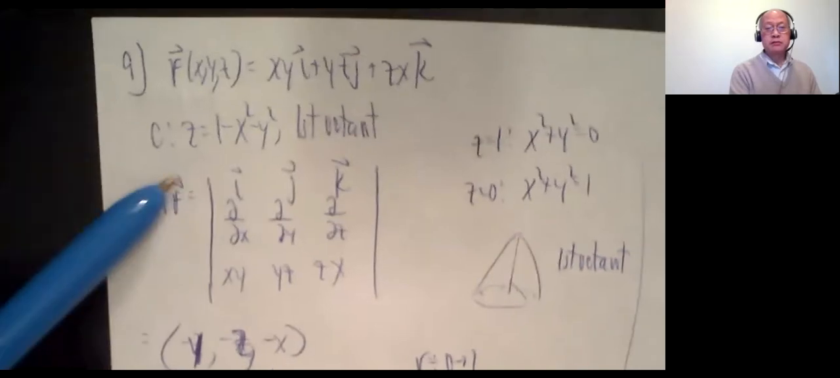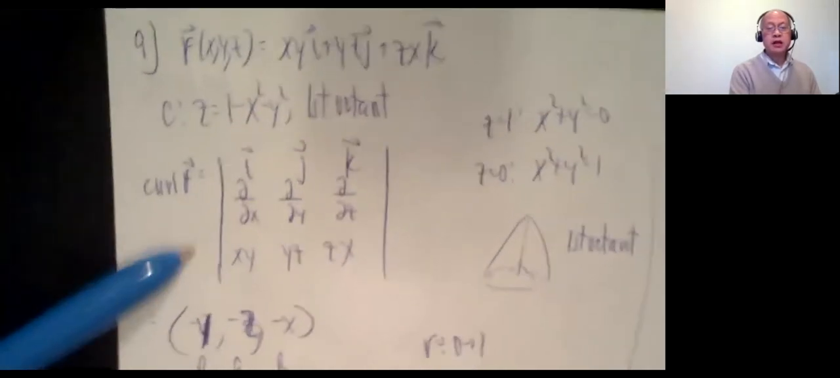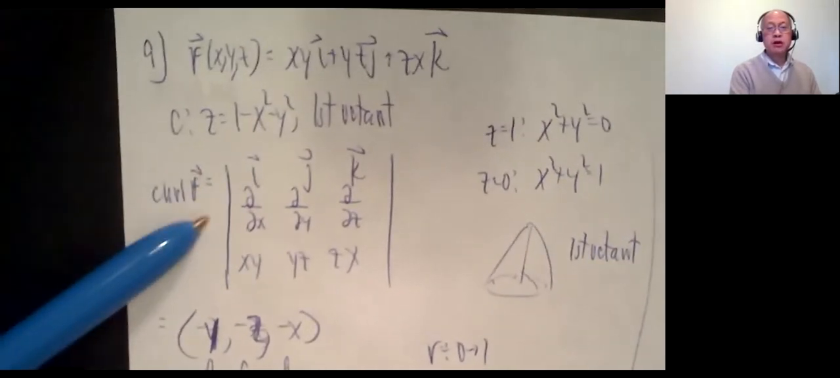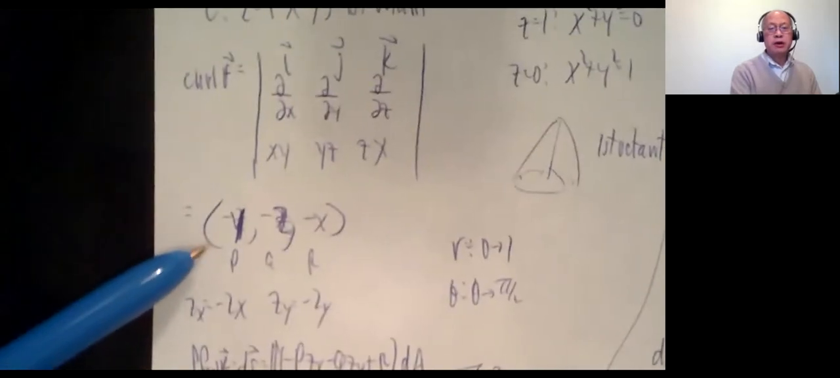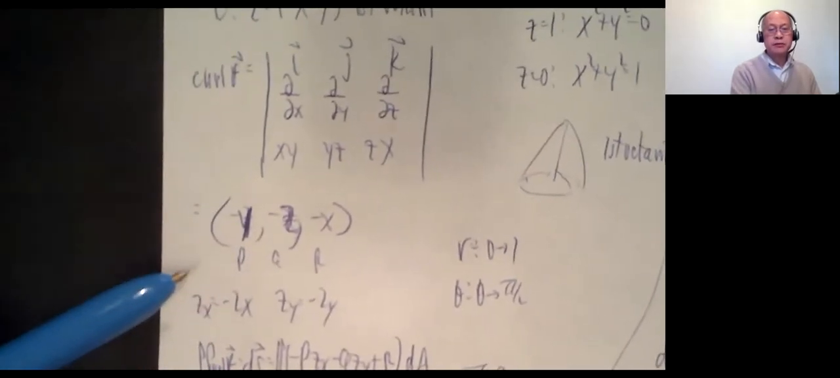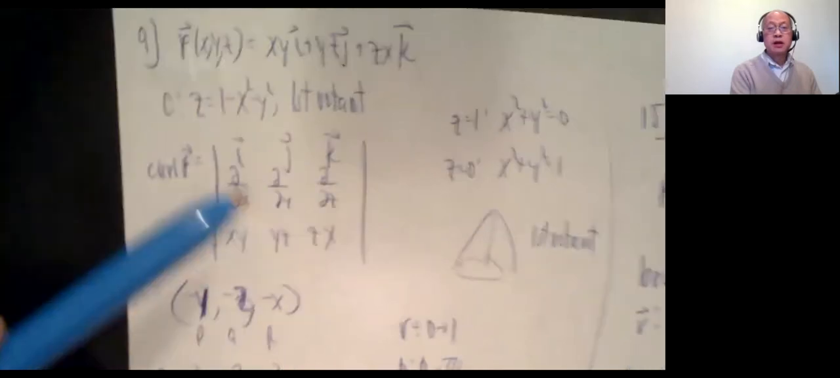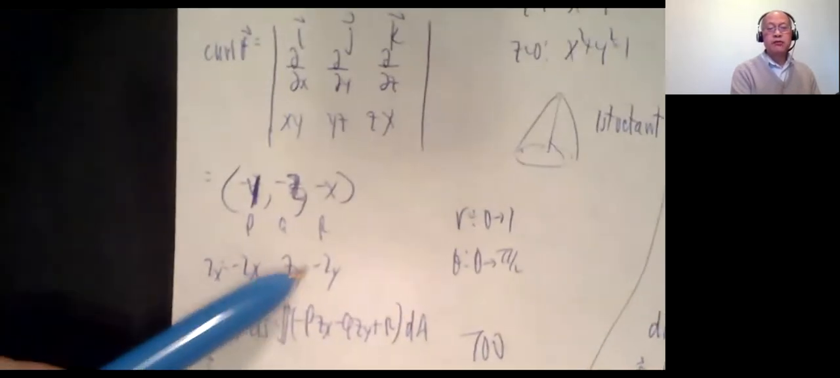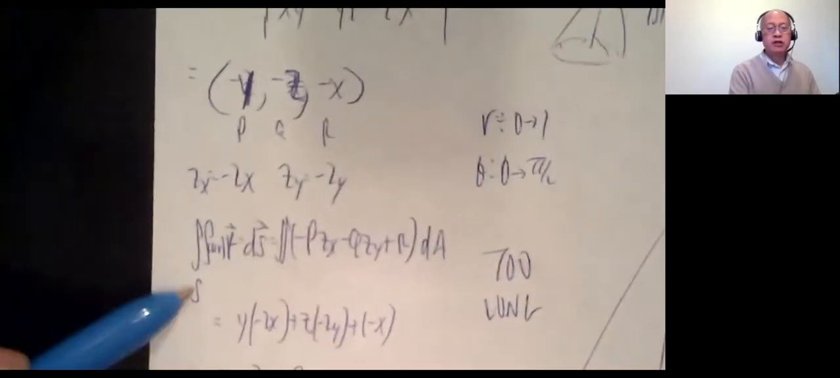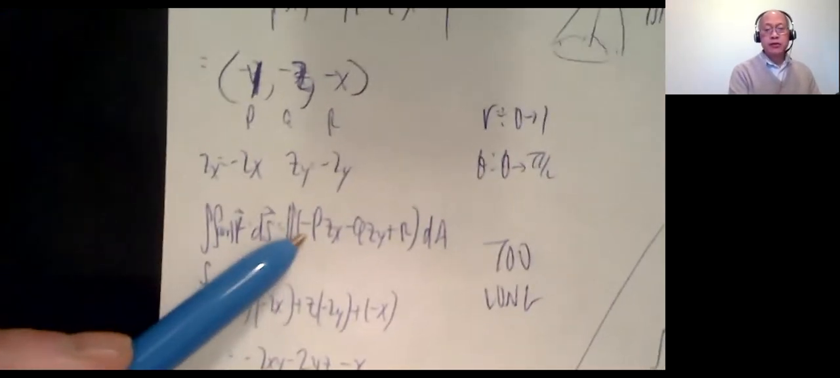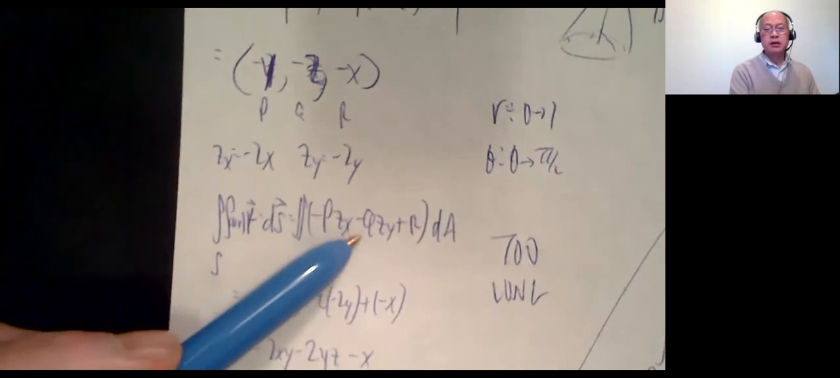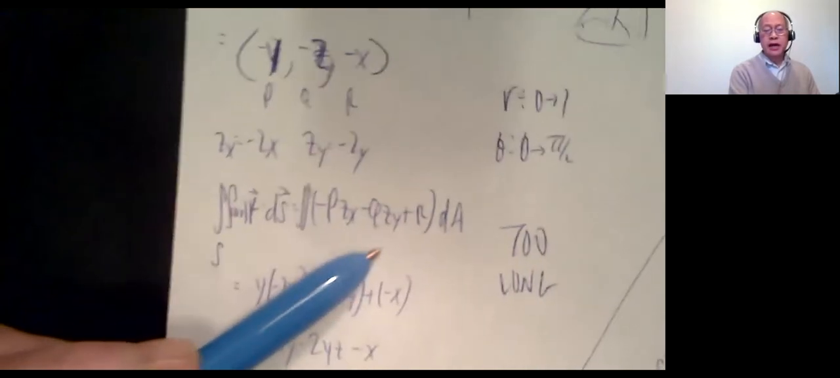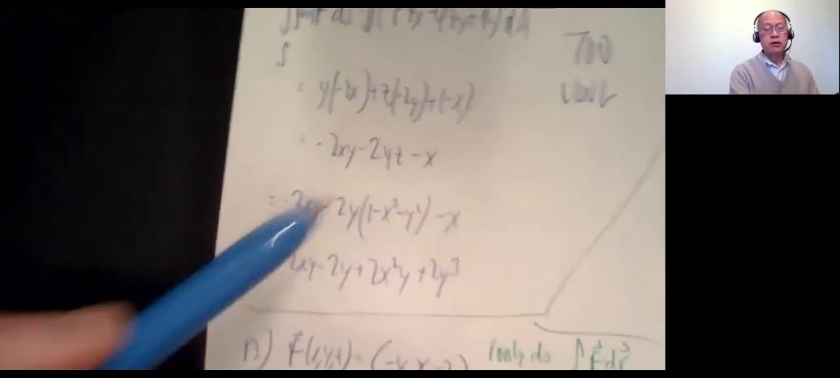Okay, it got too long. So they gave me this, they gave me this. So I did the curl. That came out nice, negative y, negative z, negative x. They told me z is 1 minus x squared minus y squared. z sub x was negative 2x. z sub y was negative 2y. But then when I try to do curl F dot dS, which is negative P z sub x minus Q z sub y plus R dA by formula, it came out to be way too long. So I decided to just forget about it. Okay, all right.